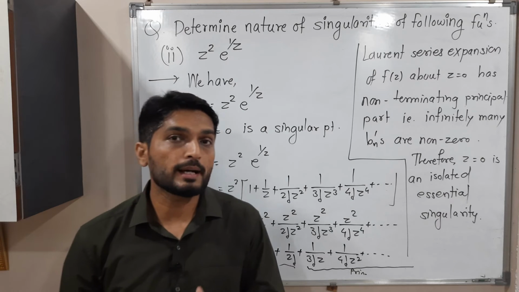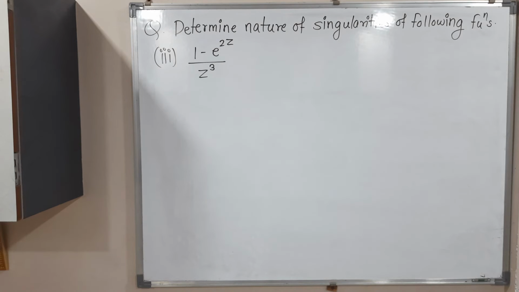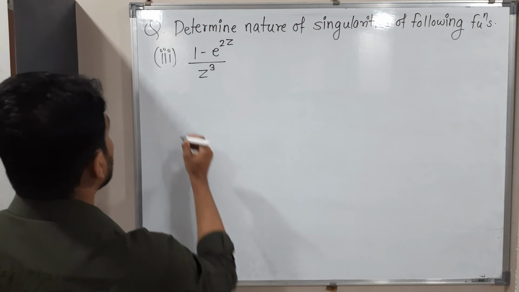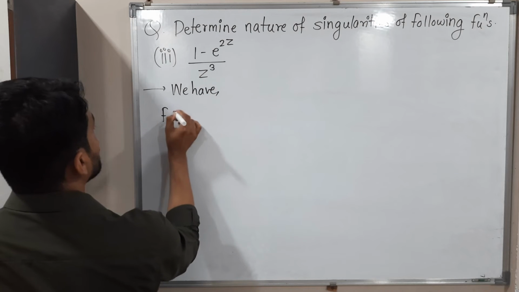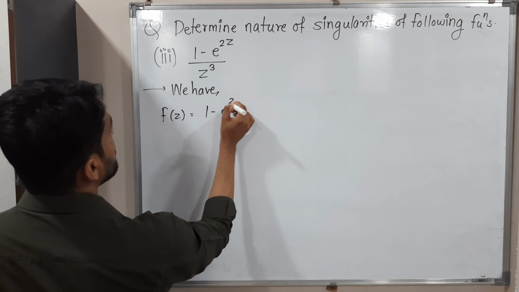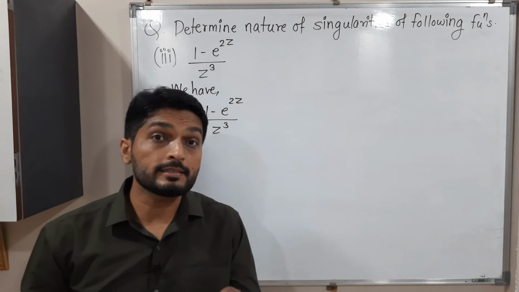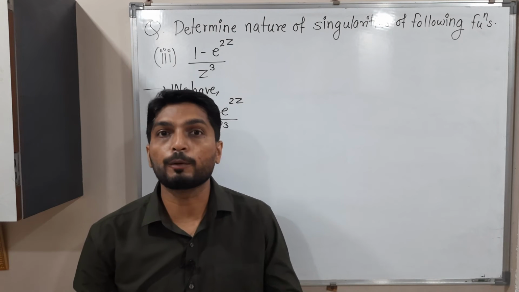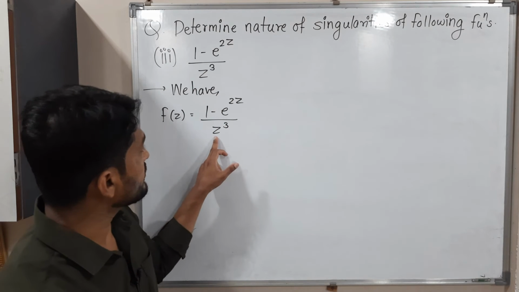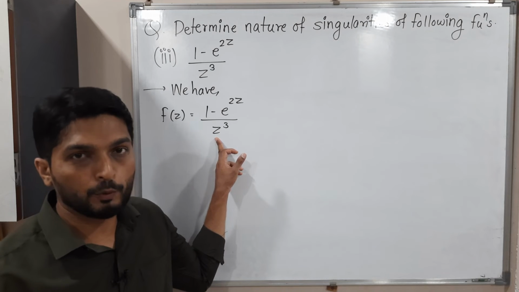One more example we are going to discuss. Just make a screenshot of it, then we will go further. So let us discuss this third example. Let me write first. This is our f of z: 1 minus e raised to 2z upon z cube. Our first task is to find its singular point, where the function is not analytic, or the point where the denominator is 0. You can easily see that for z is equal to 0, the denominator will be 0. So 0 is a singular point. Let me clearly mention.